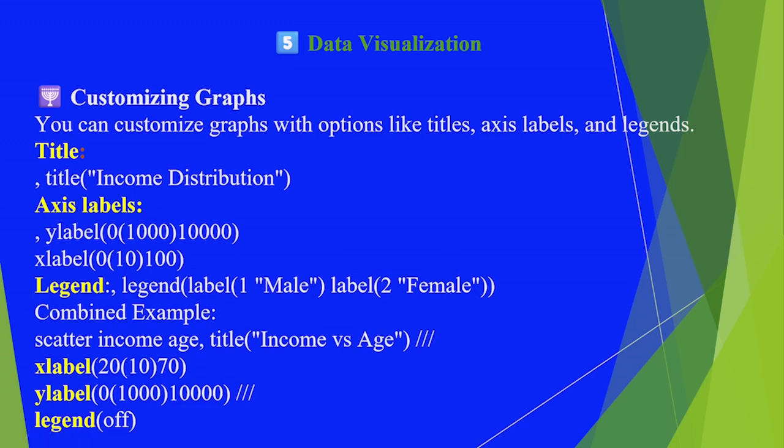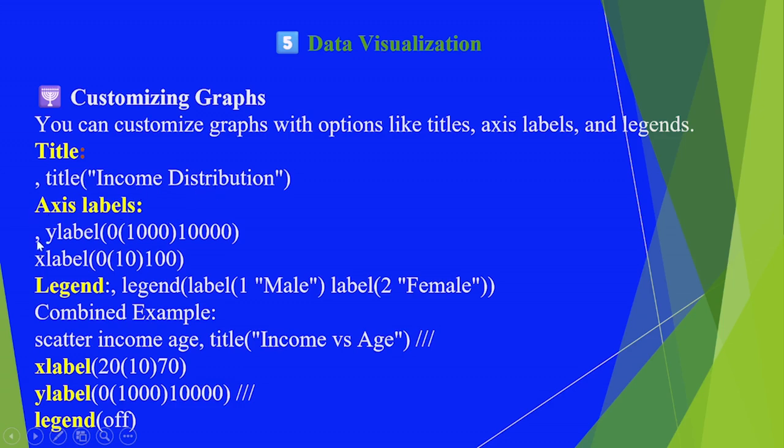And now we're moving to customizing our graphs. There is a way we can customize our graphs to make them look fancy, presentable, and maybe meet international standards or industry standards. So we can customize graphs with options like titles, axis labels, as well as legends. To add a title using STATA, we just need to issue title and the name of the title you would like. So for example, this will be a title of income distribution.